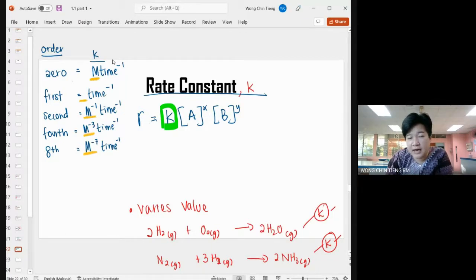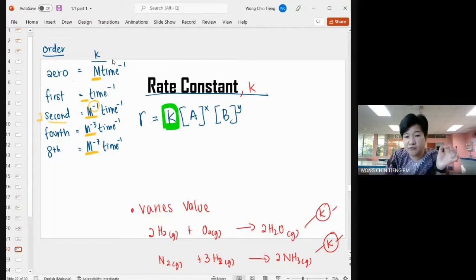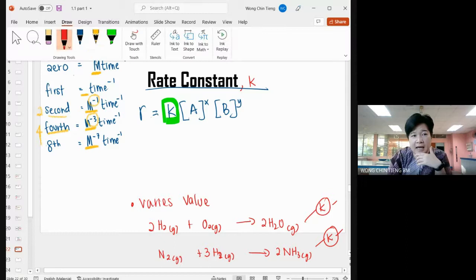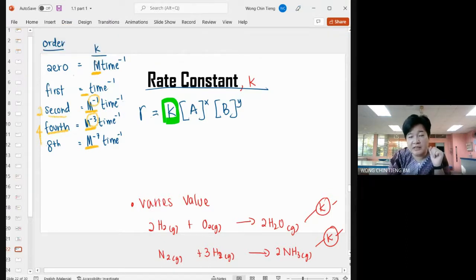Kalau first order dia akan tolak satu tu. So, dia tinggal tak ada M lah, kosong. Kalau second order dia akan jadi M negative 1. Dia akan tolak satu. Kalau dia adalah fourth order, M akan jadi negative 3. Nampak? Okay, senang. And last but not least, before we move on, the order that I mean over here must be the total order.